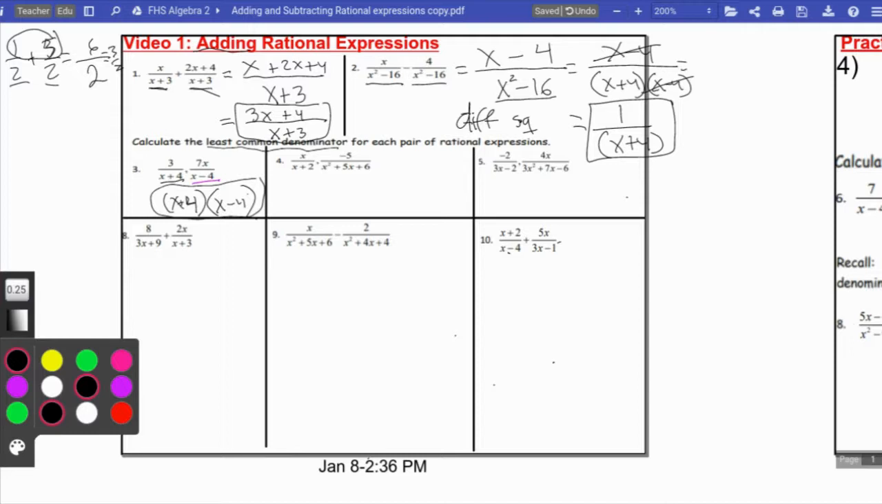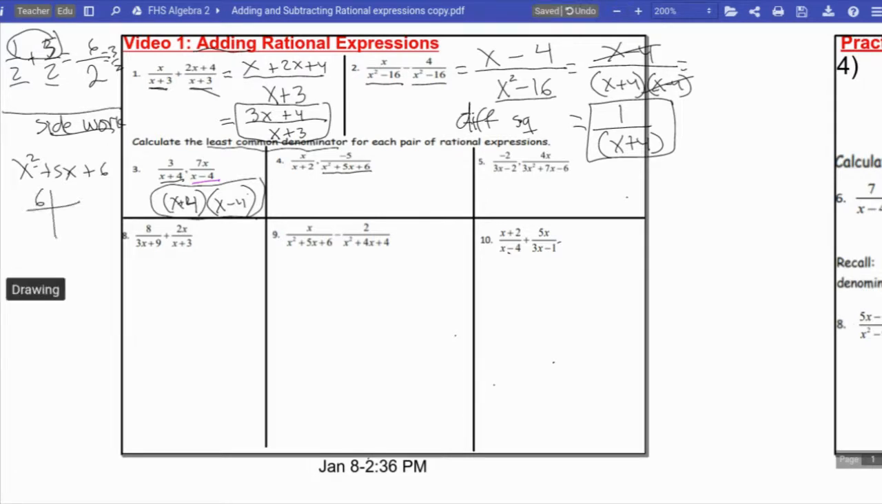Number 4 says find the common denominator for those two. Well, I can break this one down, so I'm going to go to my side work over here. I have x squared plus 5x plus 6. I'm looking for something that multiplies to 6 but the sum is 5. 3 and 2, because 3 plus 2 gives you 5. Therefore, you get x plus 3 and x plus 2.